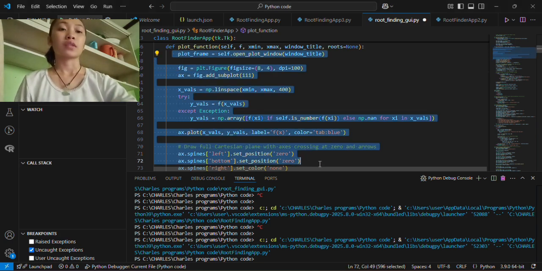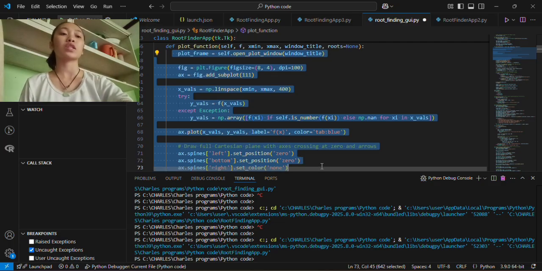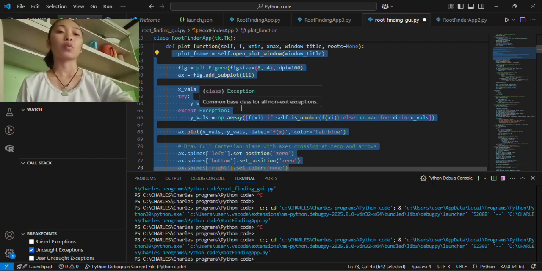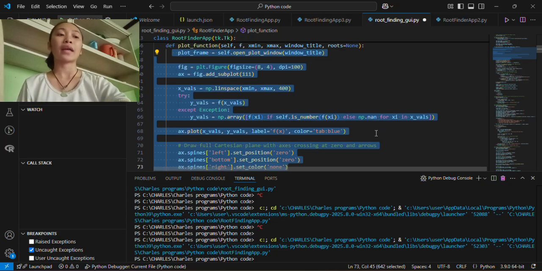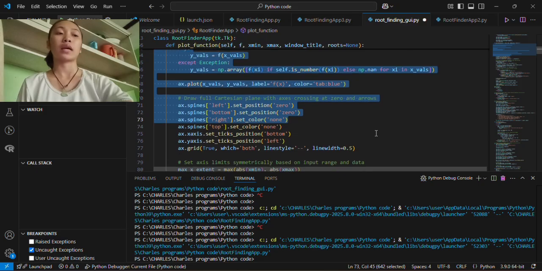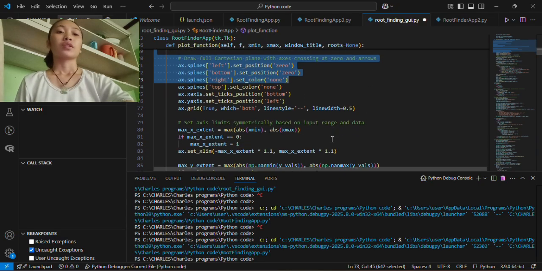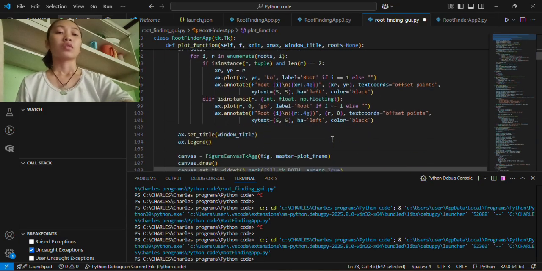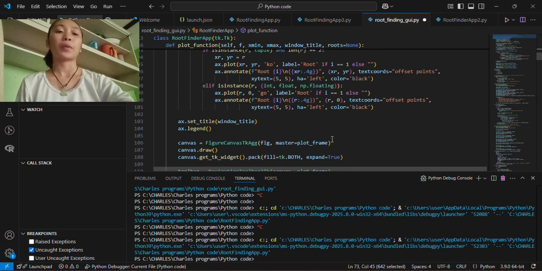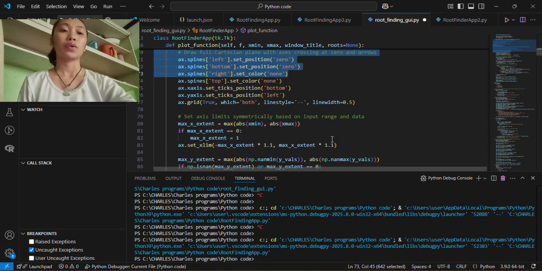The first line is x-vals. This line generates 400 points evenly spaced from x-min to x-max. This creates a smooth curve, while the y-vals calculate f of x for each of these points. Basically, get the height of the function at each x. The plot figure: this line prepares a new plot figure to draw on.